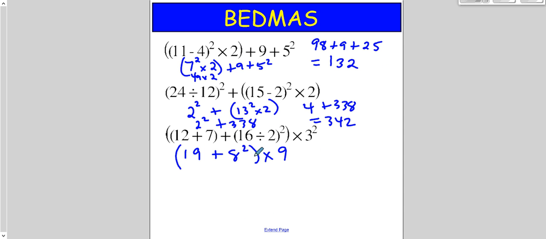Okay, so I have to still work out this part. It's still inside brackets. So 8 squared is the same thing as 64. So I got to go 19 plus 64 first. That gives me 83. And then 83 times 9 is going to be a big number, which is 747. Cool. All right, so it's just about making sure you do your brackets first and then your exponents, division, multiplication, addition, and subtraction.